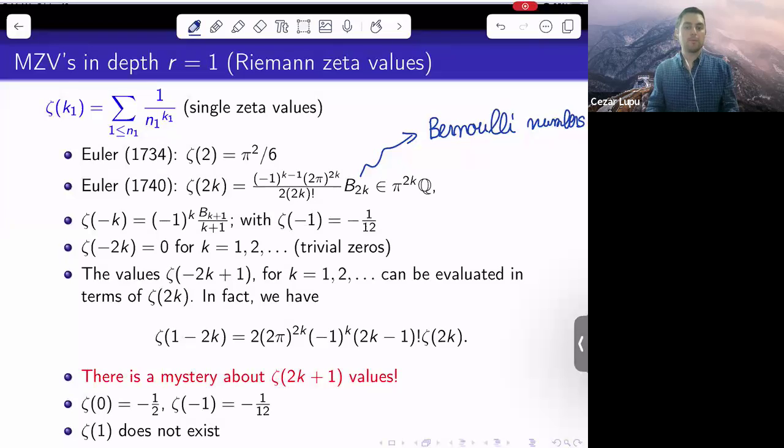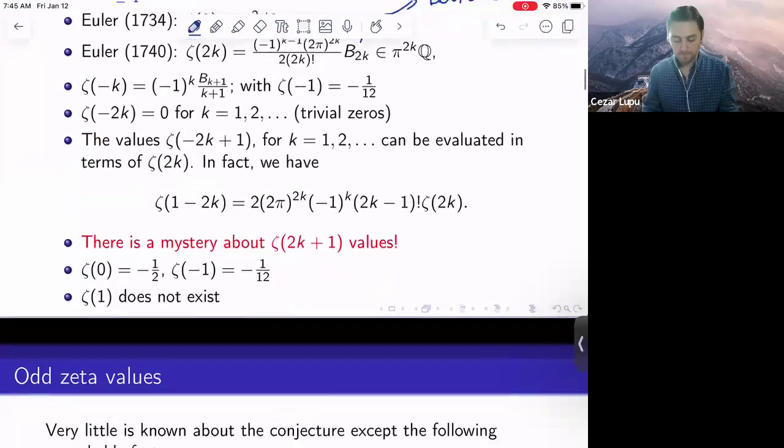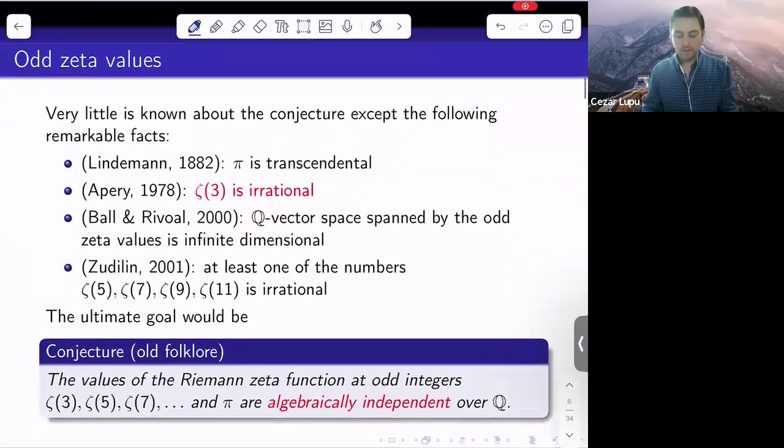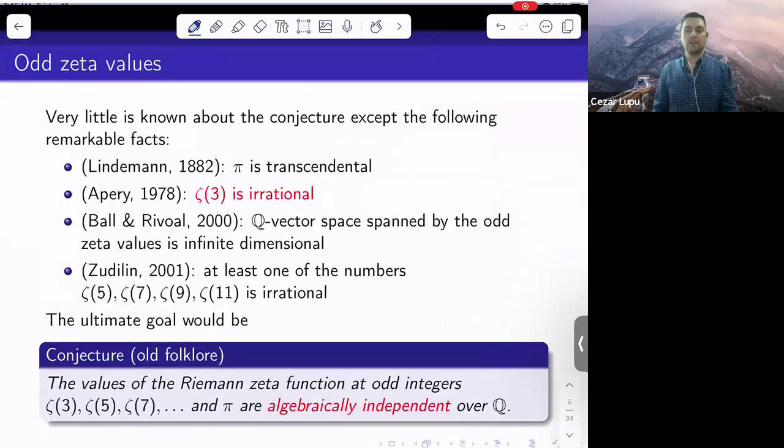The problem is that we don't know too much about these odd zeta values. We know about even zeta values, but about odd zeta values, we don't know much. We know just a little bit, and I'll talk about this. About odd zeta values, basically this is the state of the art, more or less. There are some improvements here and there, but this is pretty much the most important achievements.